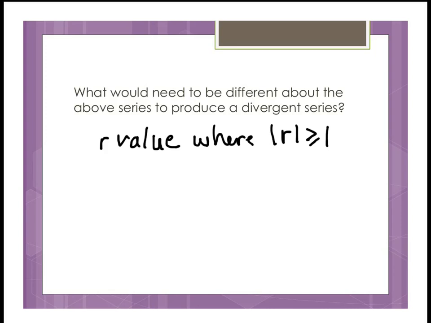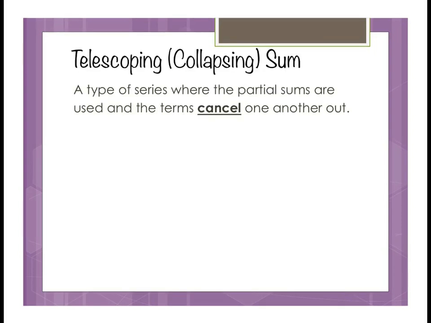All right, let's take a look at another type of series. This is a telescoping or collapsing sum. Both of these terms are used. Your book focuses on the word telescoping. That's actually what I've learned it as well. But collapsing actually is a little bit more descriptive of what's going to happen here. So this is a type of series where the partial sums are used. We're going to write out some of the series, and things start to cancel each other out. Pieces of this just fall away. Okay? So we're going to do an example of that.